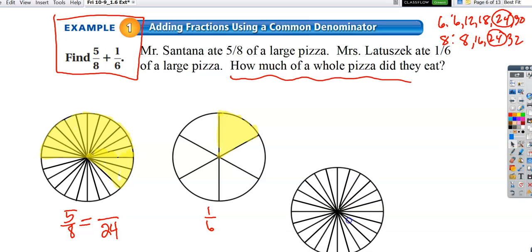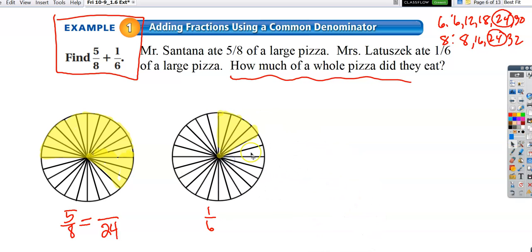And with Miss Latusek's pizza, if I move this over, I can see that her pizza is equivalent to 1, 2, 3, 4 24ths. But if I didn't know that because I didn't have a picture, what I'm trying to do is create equivalent fractions, but with the same denominator. So I already told you that on the 8s, if you cut each 8th pizza into 3 more pieces, it's 8 times 3, which is 24. And then I would also do 5 times 3 because the highlighted pieces were 5. And so I'm cutting those into thirds and I get 15 24ths.